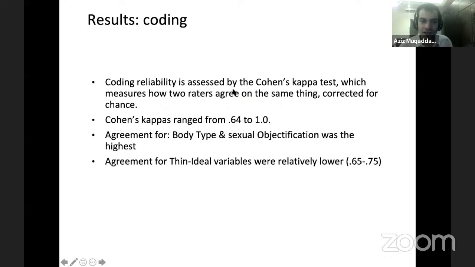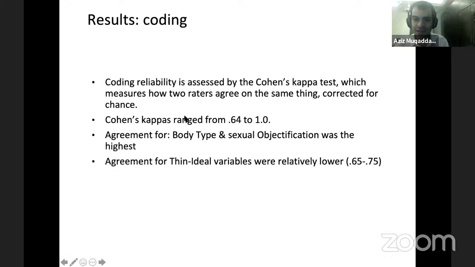And then the results. So for the coding results, there is a number that measures coding reliability. You don't have to know how it's calculated. If you're interested, I can tell you independently when we get to the stats part. But basically, coding reliability is assessed by something called the Cohen's Kappa test, which measures how two raters agree on the same thing, corrected for chance. So aside from chance, to what extent do the two coders agree?